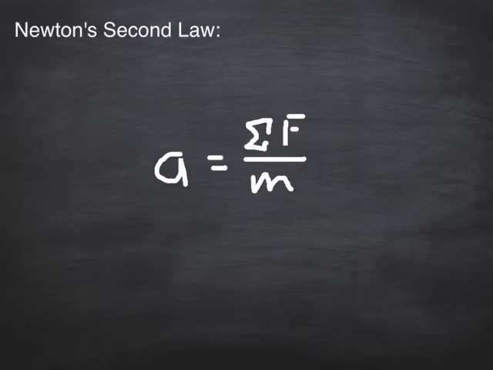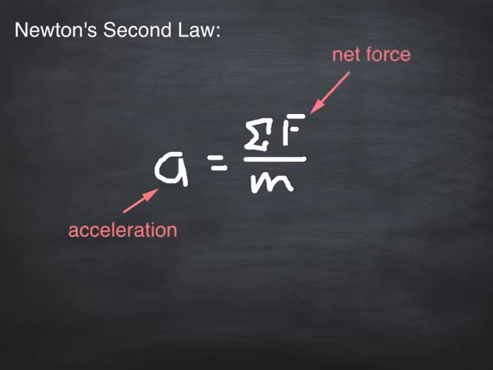Newton's second law is an equation. It says that acceleration is equal to net force divided by mass. So the acceleration is the change in motion that we see in the object. That was described by Newton's first law. So the change in motion that we expect to see is proportional to the sum of all the forces. That's the net force, the overall force acting on the object, divided by the object's mass.